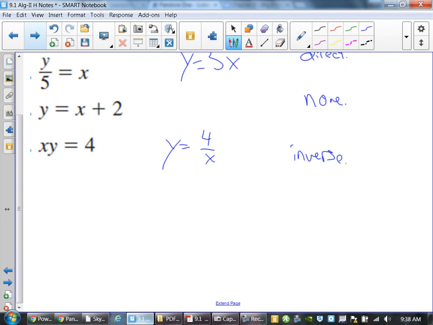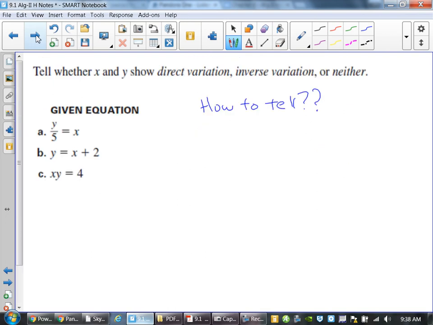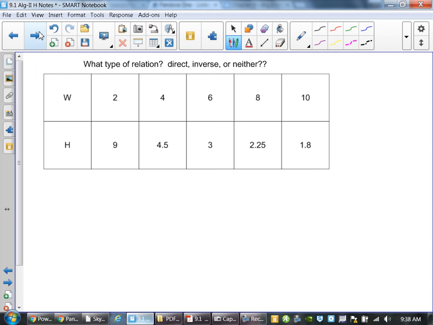All right. So also we're trying to decide what kind of relationship they will have when we look at a table. This kind of looks weird, but when we're talking about direct and inverse variations, either y equals k times x or y equals k over x.